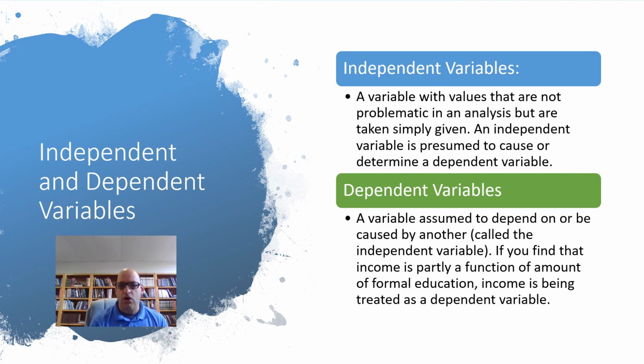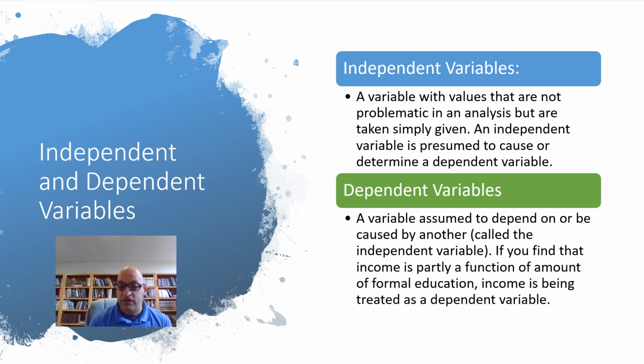In research, you have what we call independent and dependent variables. See the definitions there. As you read your book, you'll arrive at some more defining moments on how you arrive at independent and dependent variables. Let's just take it at face value here. An independent variable has values that are not problematic in the analysis, but are taken simply as given. They're given statements. So an independent variable is presumed to cause or determine a dependent variable. Notice the key words there: an independent variable is presumed to cause or determine a dependent variable.